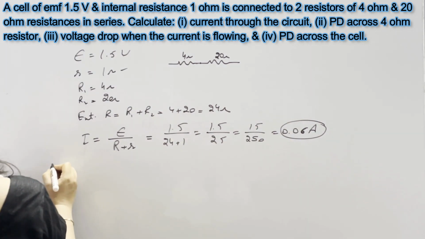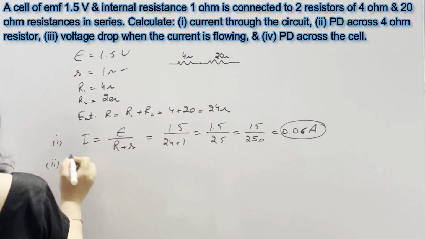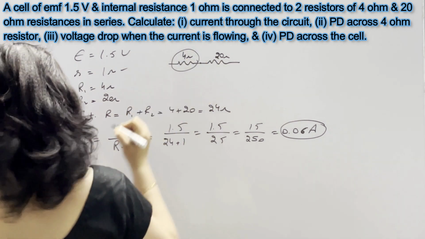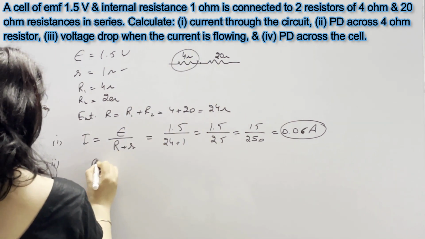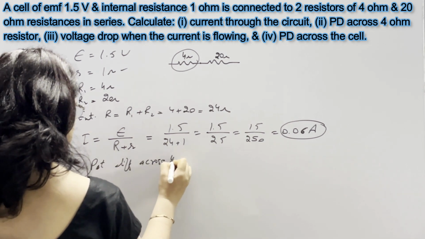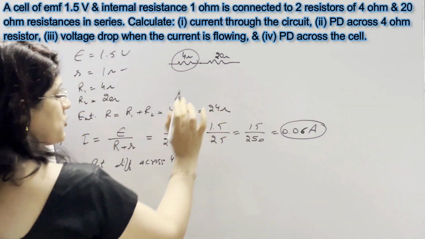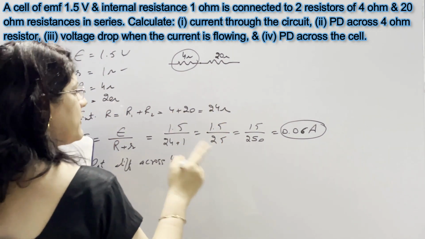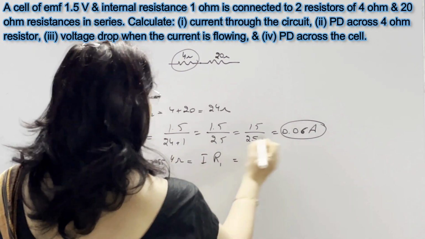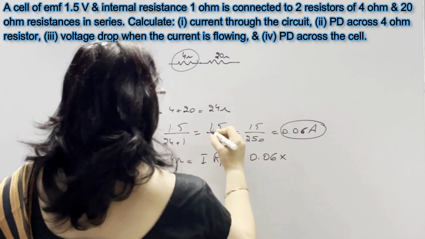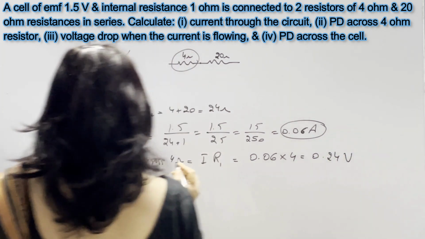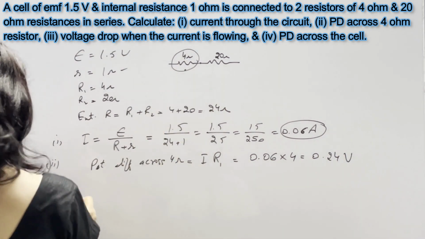Now the second part is the potential difference across the 4 ohm resistor, across this resistor only. For this, we know that this is a series combination, so current remains the same but potential difference changes. So potential difference is equal to I and R1 multiplied. Current is 0.06 and the value of resistance is 4. It means 0.24 volt is the potential difference across only this 4 ohm resistor.